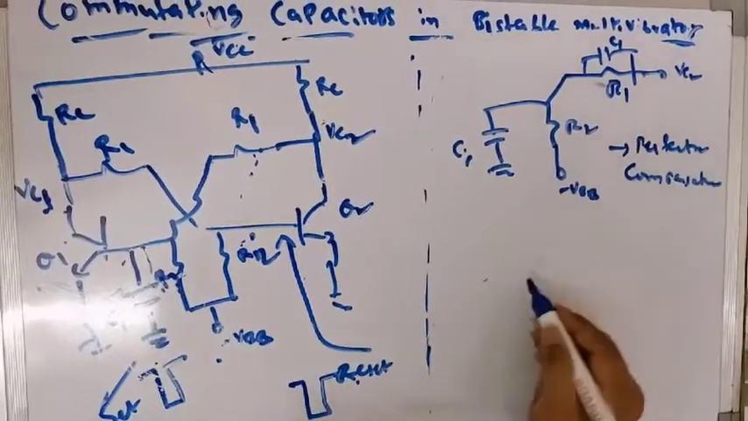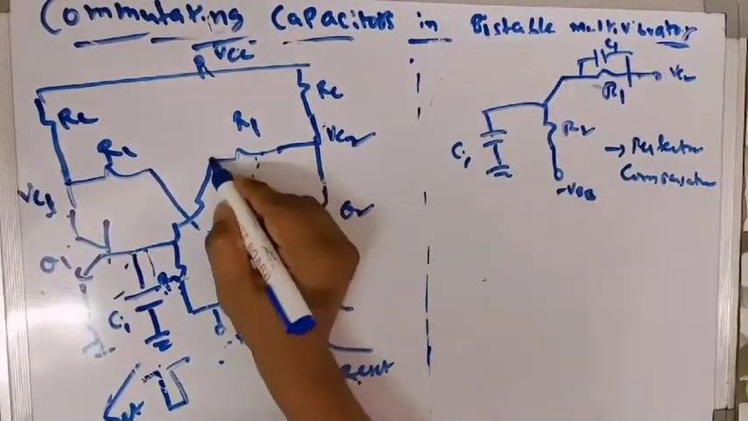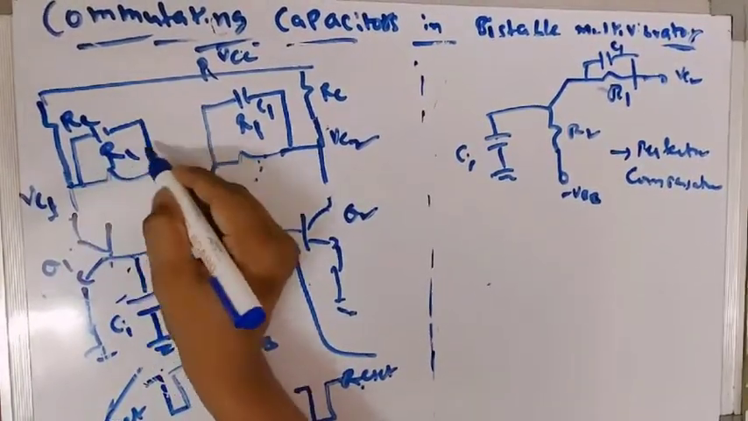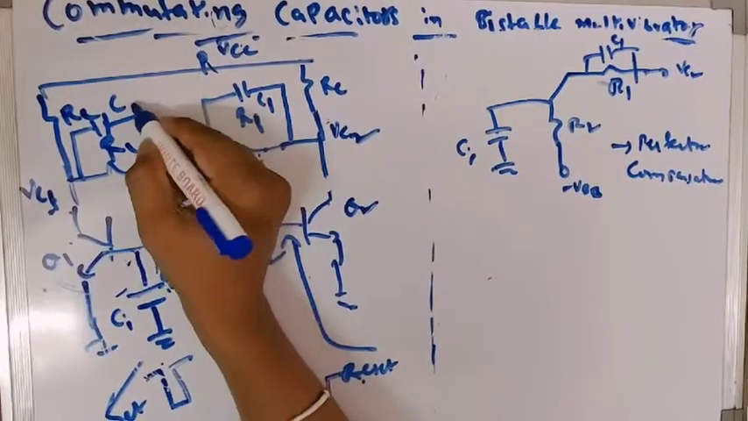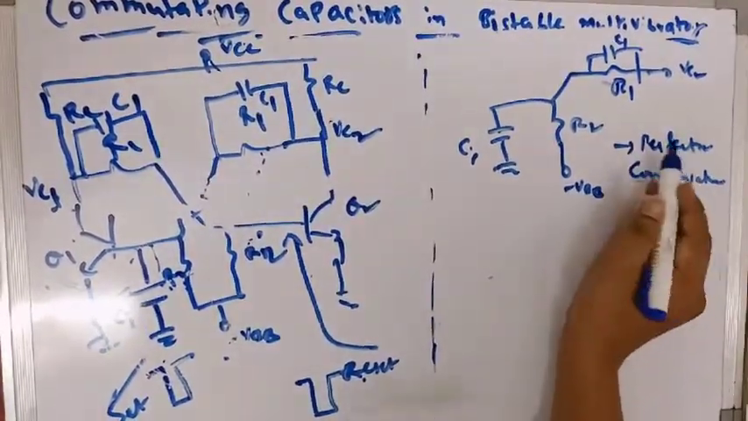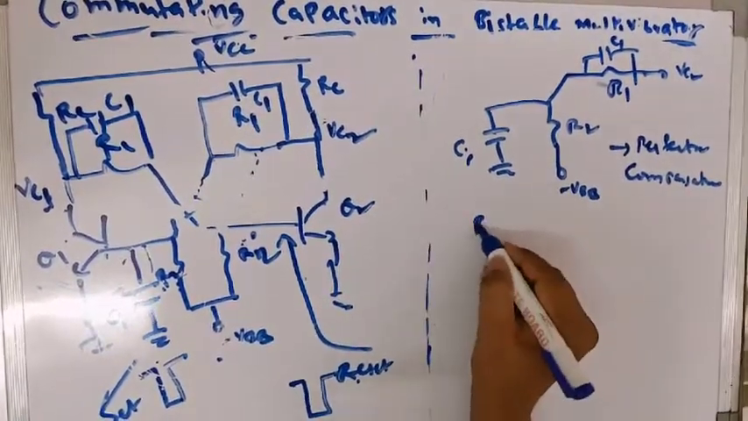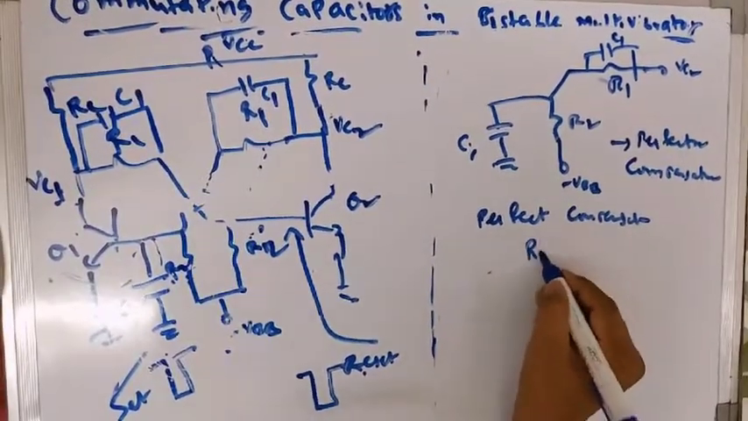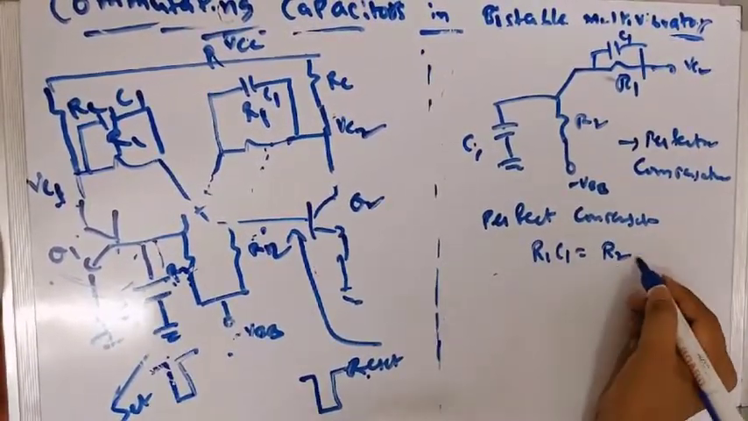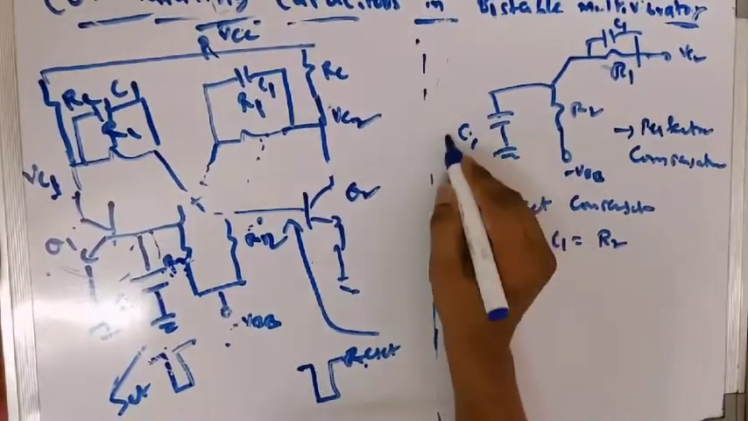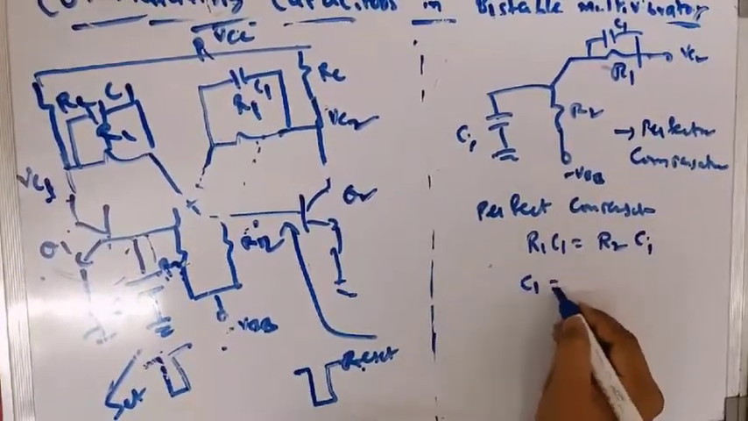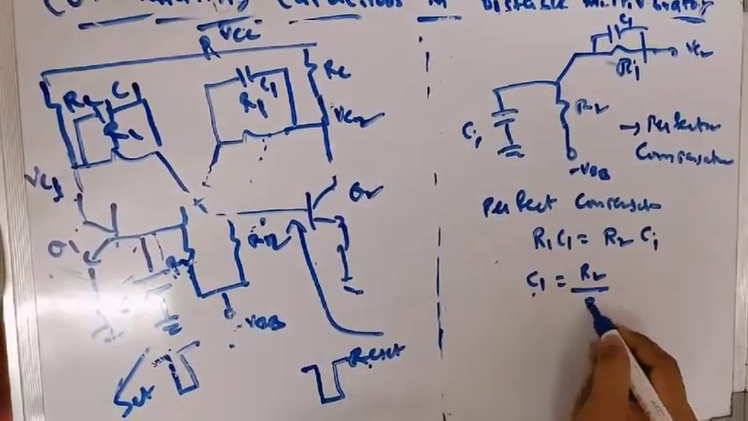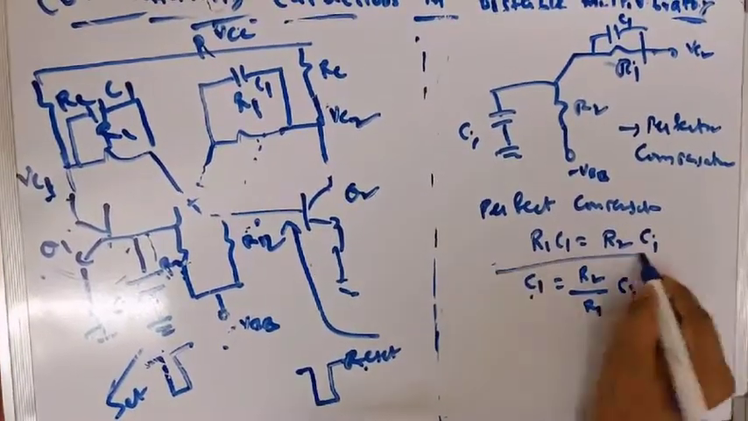or compensated attenuator circuitry. So we connect parallel capacitors across the resistors to reduce the effect of stray capacitances present at the base of transistors. This is a circuitry for perfect compensation, as we discussed in attenuators. For perfect compensation, R1 C1 must be equal to R2 C2. Here in place of C2 we have Ci. So the value of C1, a physical capacitance connected across R1, is R2 divided by R1 into Ci.